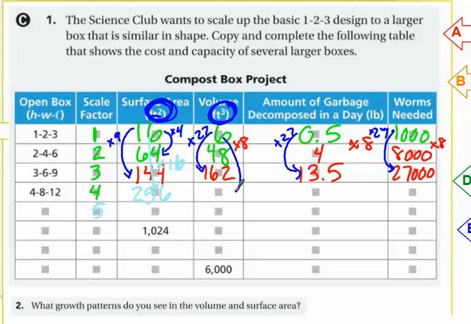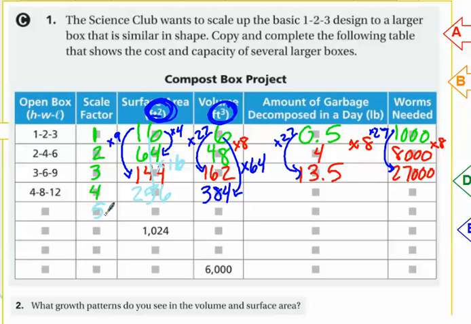Which means that if I'm going to my next one, my scale factor is 4. 4 cubed, 4 times 4 is 16, times 4 is 64. 6 times 64 gives me 384 feet cubed. And I would continue going down. That would be 5 cubed, so 125 times 6.